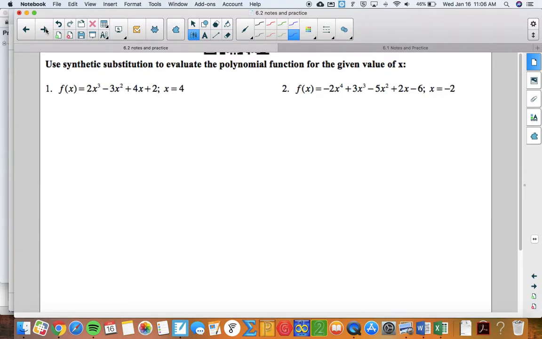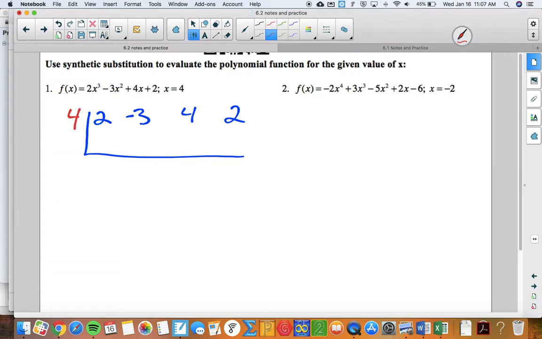All right. The cool thing about synthetic substitution is you can probably do this without a calculator now. So remember, we make this funny box, and we write down all of the coefficients of the terms, and it needs to be in standard form. Notice there are no powers missing here, so we don't need to put any zeros down. If you had a power missing, you'd put a 0 down in place of it for the coefficient. I'm sure that'll come up in a little bit.